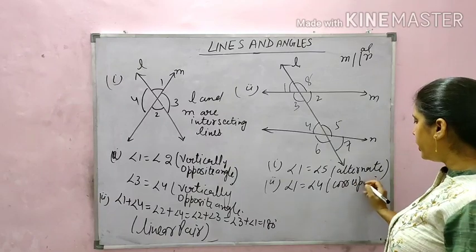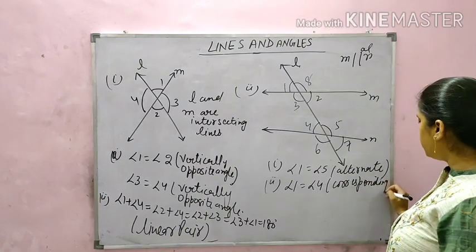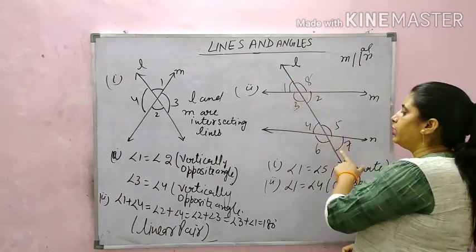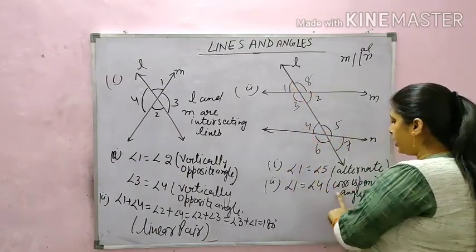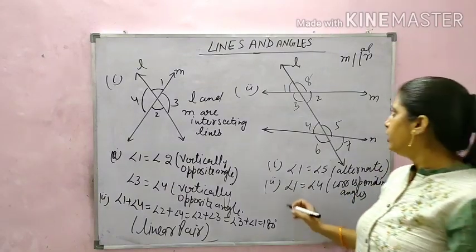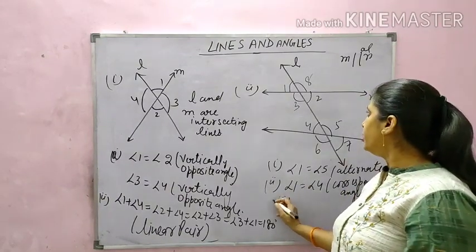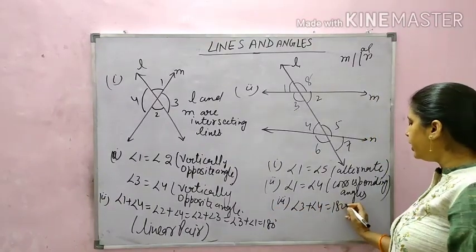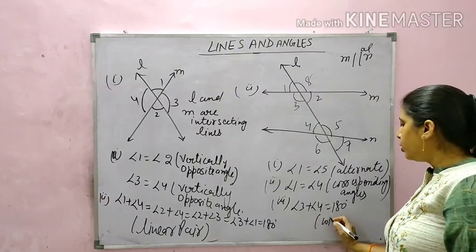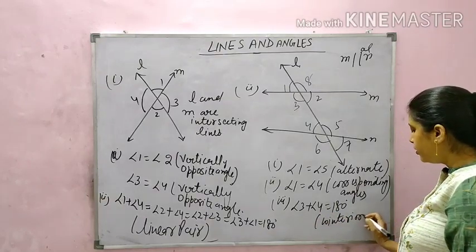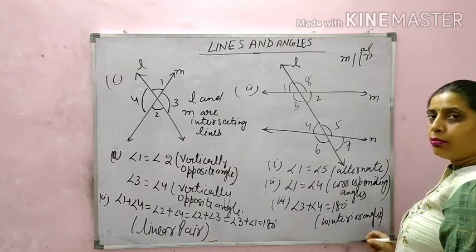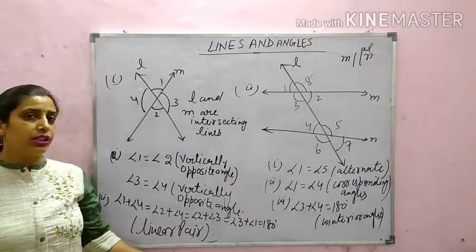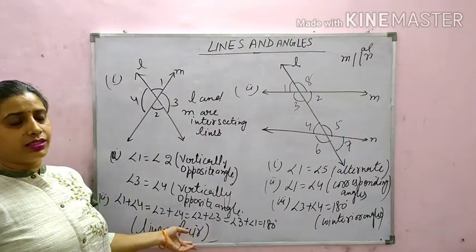Second, angle 1 equal to angle 4. Equal corresponding angles between two parallel lines, and on a transversal these angles are called corresponding angles and they are equal. Clear? Now the third one is angle 3 plus 4 equal to 180 degrees. Which type of angle? Co-interior angles. Clear?